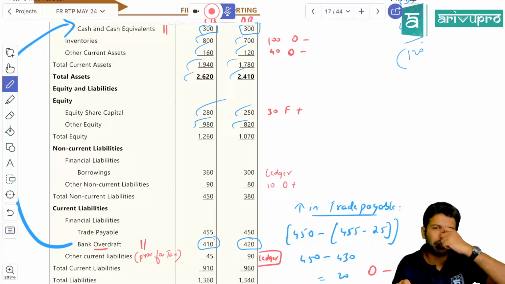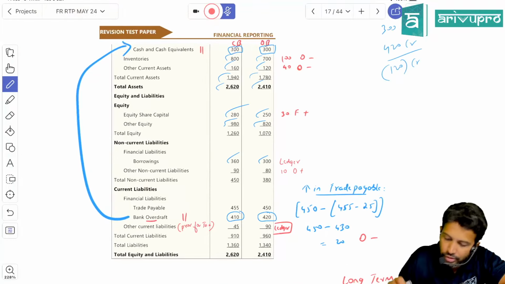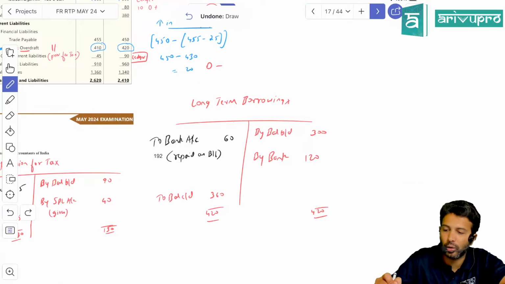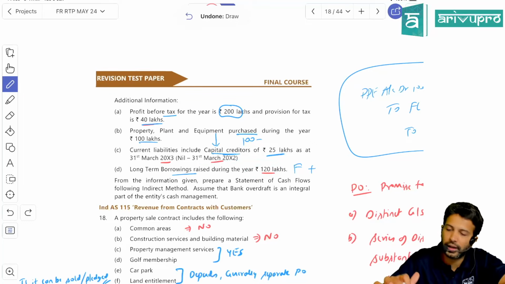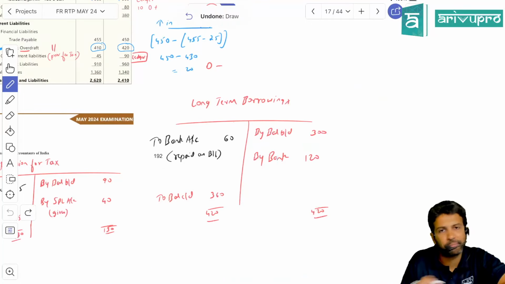Borrowing, they had given some adjustments, so we prepared a ledger for it. Opening balance 300, closing is 360. In the adjustment they had told we had taken additional borrowing. How much? 120. What is the journal entry for loan taken? Bank account debit to financial liability loan. So you'll post it as by bank. Correct? That's all they have given.